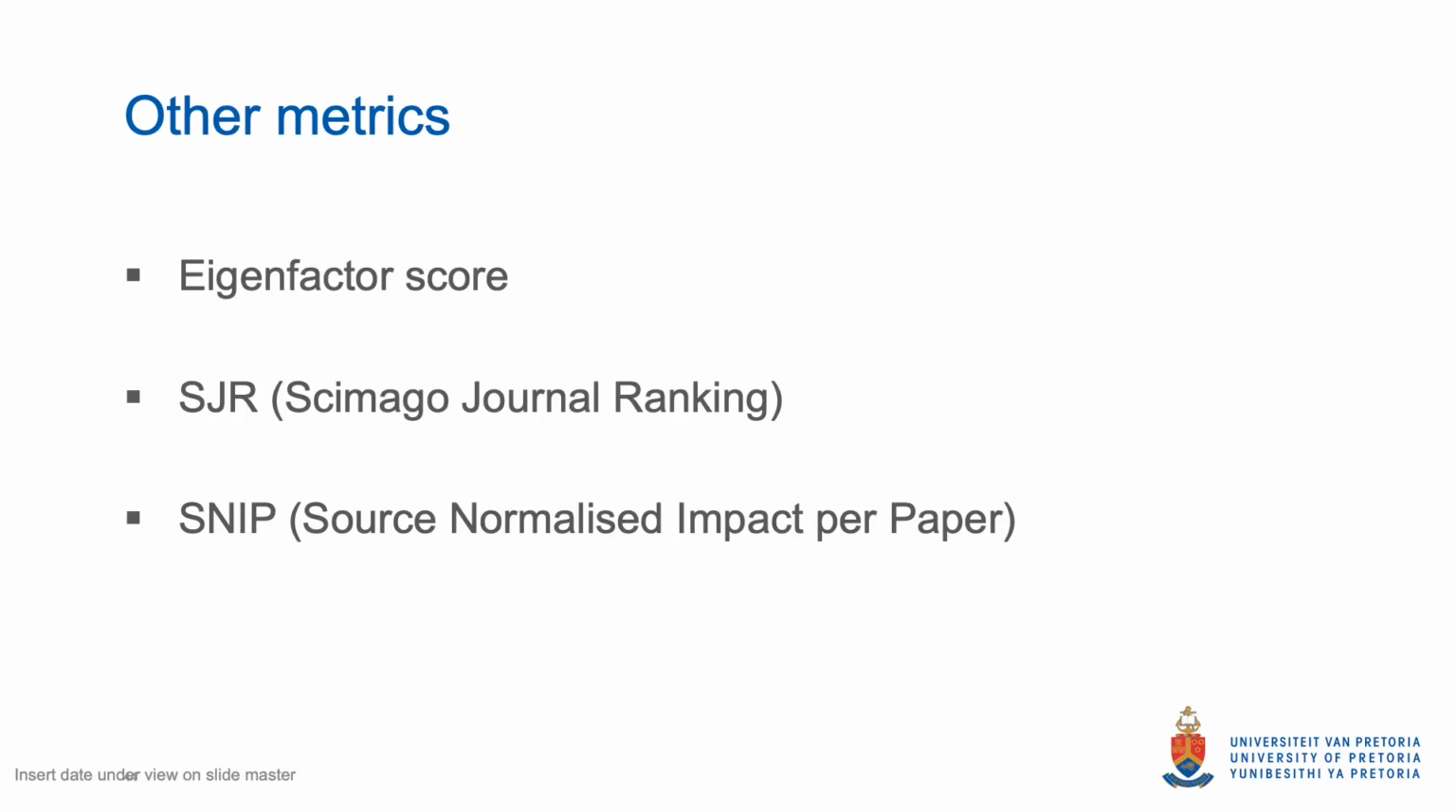You might also have noticed other metrics on the screens as we went through this presentation, such as the eigenfactor score in the journal citation reports and the SJR and SNIP in Scopus. All of these metrics are normalizing metrics, which we will not cover in this presentation.